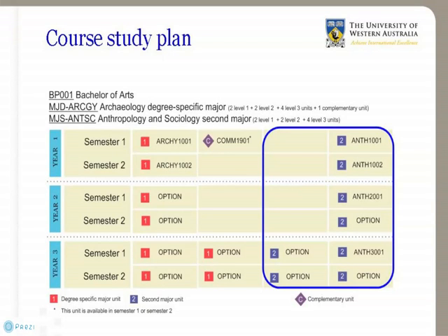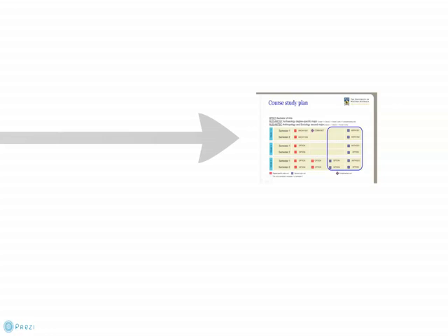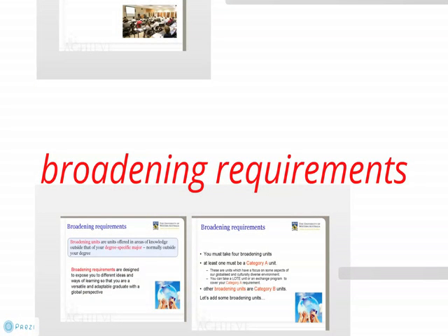Now, do you need to add a complementary unit to your anthropology major? No, I don't think so, because it's my second major, not my degree-specific major. Yeah, that's right. So now that I have my degree-specific major and my second major, can I fill up the rest of the space with whatever I like? No, not yet, because we still have to consider broadening requirements.